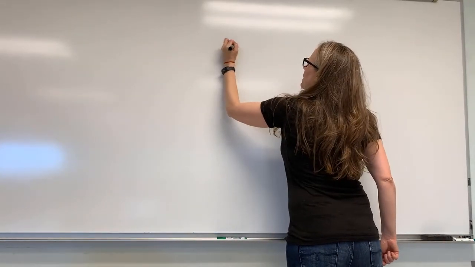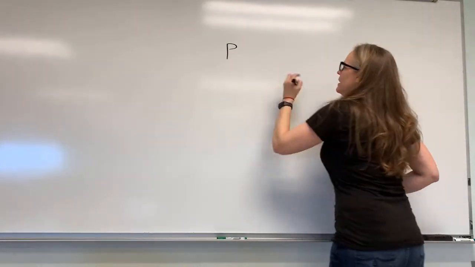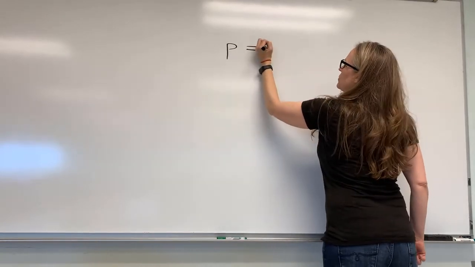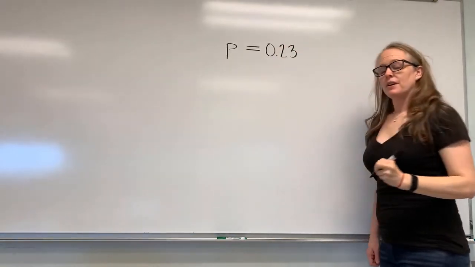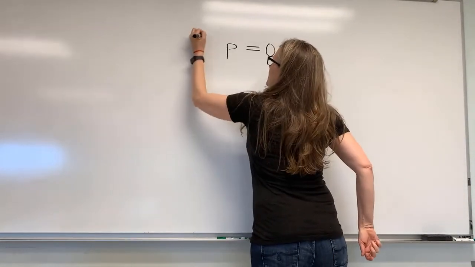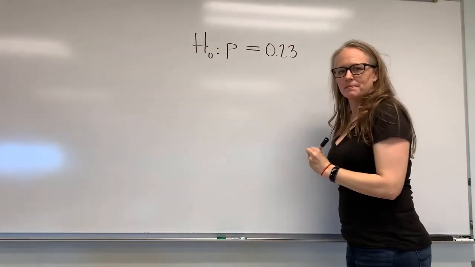So this will tell me to put P on the board for population proportion. Now, the population proportion they gave us, the National Safety Council, was 23%. So that's going to be my first statement. This is our null hypothesis.